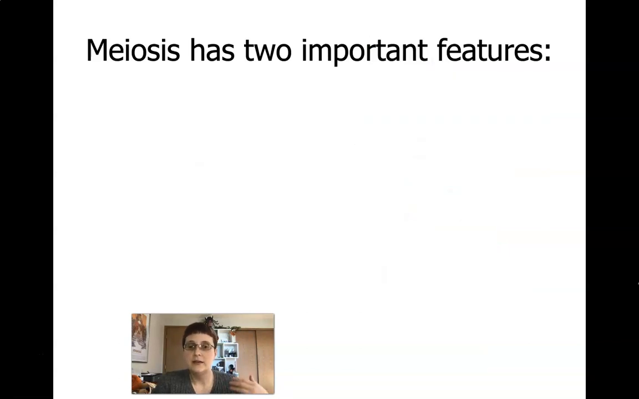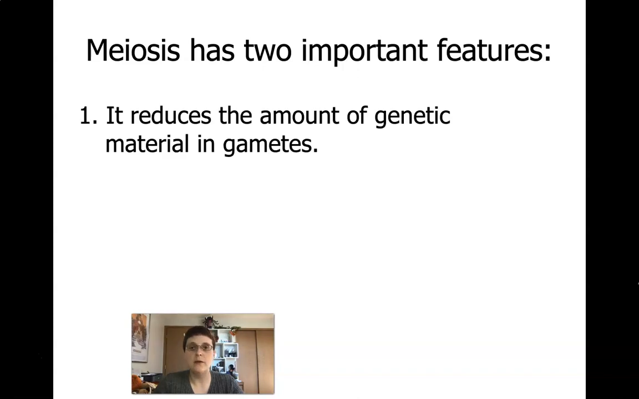So just like mitosis, where the important thing was making genetically identical cells, meiosis has some general important features as well. One, it reduces the genetic material in the gametes, right? So we go from diploid cells in the adult to haploid cells in the gametes. So we're going from diploid to haploid gametes. So that's one of the big things. It's cutting down the amount of genetic information.